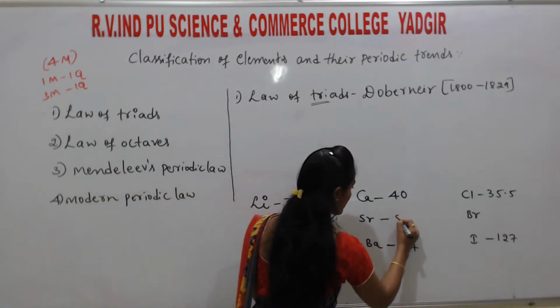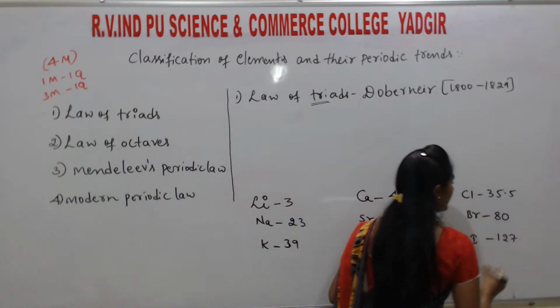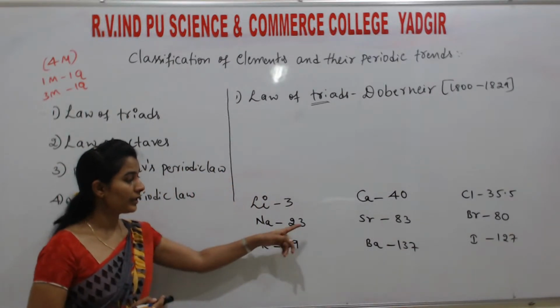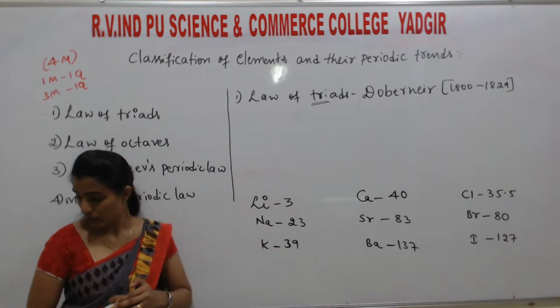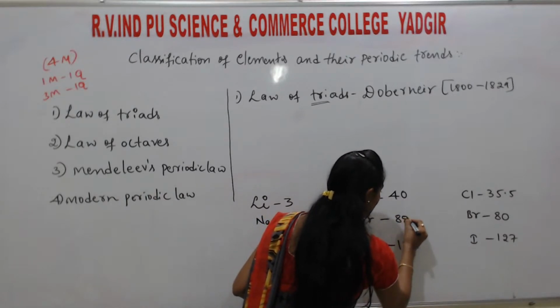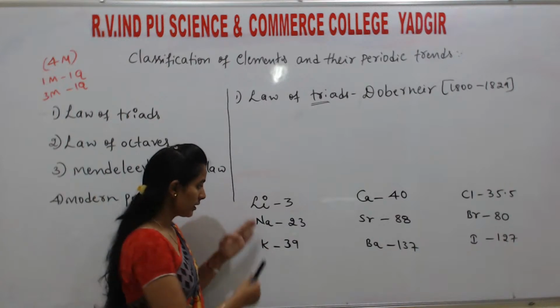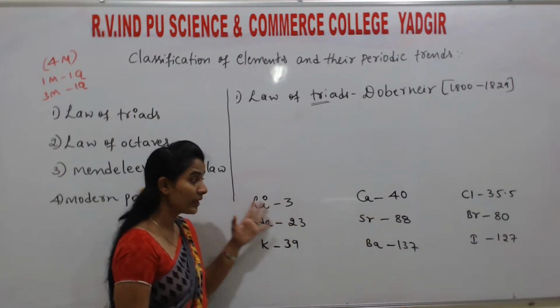This one has the atomic mass 80. Later I wrote the middle elements. Initially I wrote first and third. So what is this law? This one is 88. What does this law of triads say? This is a set of three triads. How many sets are there? How many elements are there?